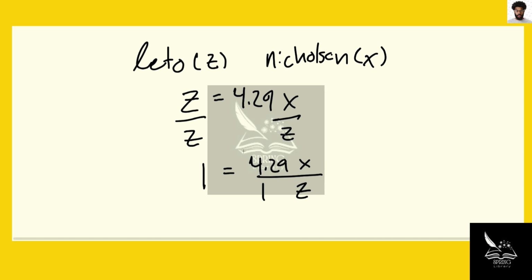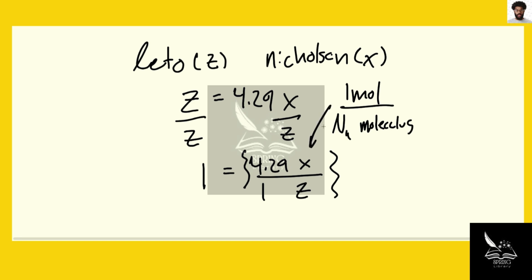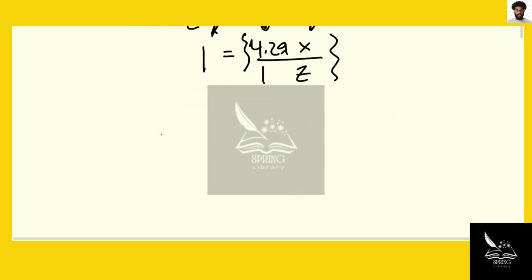So now we have the unit conversion factor that we would want to use to convert units, in the same way that 1 mole over Avogadro's number worth of molecules, right? It's the same sort of idea. This is just equivalent. If you multiply by 4.29 nicholsons over 1 leto, that's the same as multiplying by 1, right? We just kind of proved that this expression equals 1.